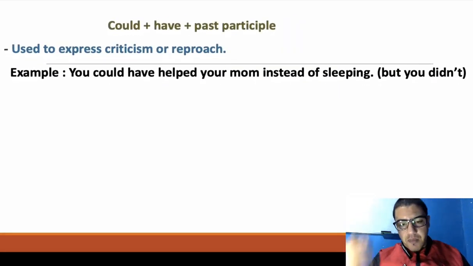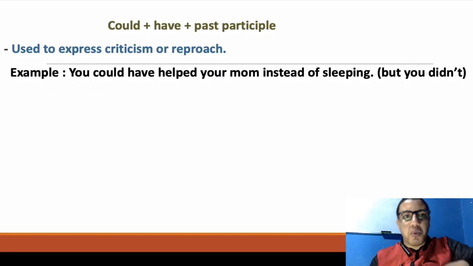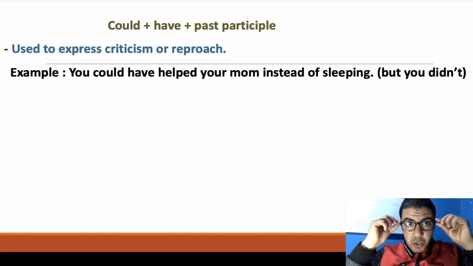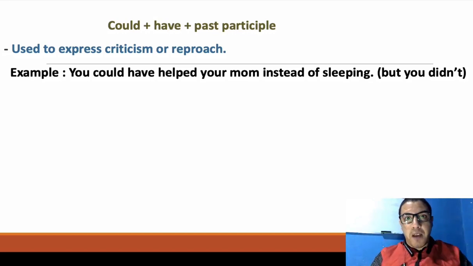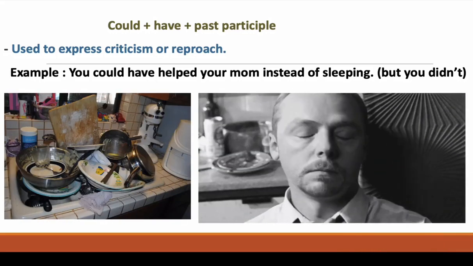Also for could, the same example, which is ability in the past, which was not performed, here we can use also could plus have plus past participle to express criticism or reproach. What do you mean by criticism or reproach? يعني العتاب. Okay, to reproach someone, to criticize someone. Okay, how come? Okay, now look here.